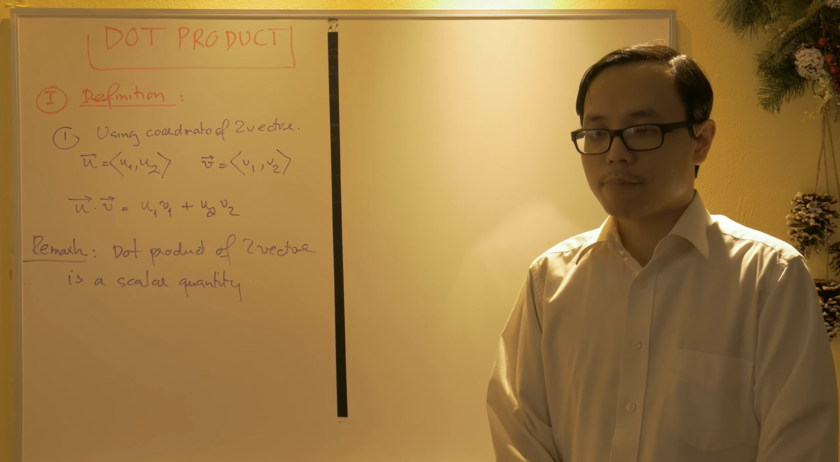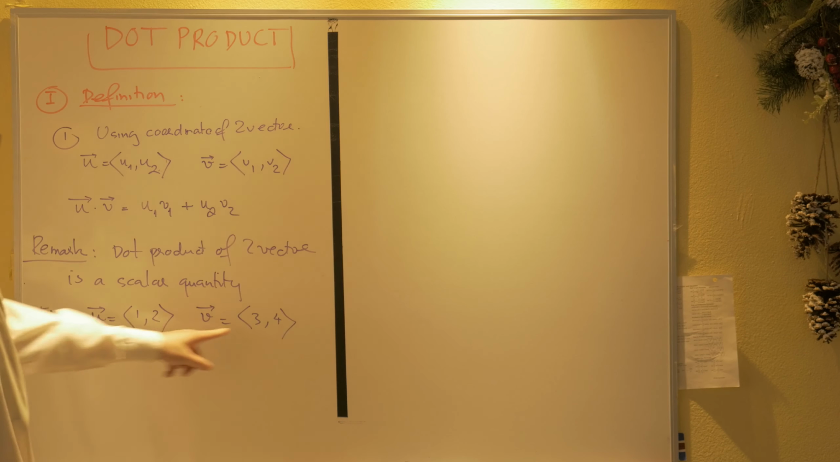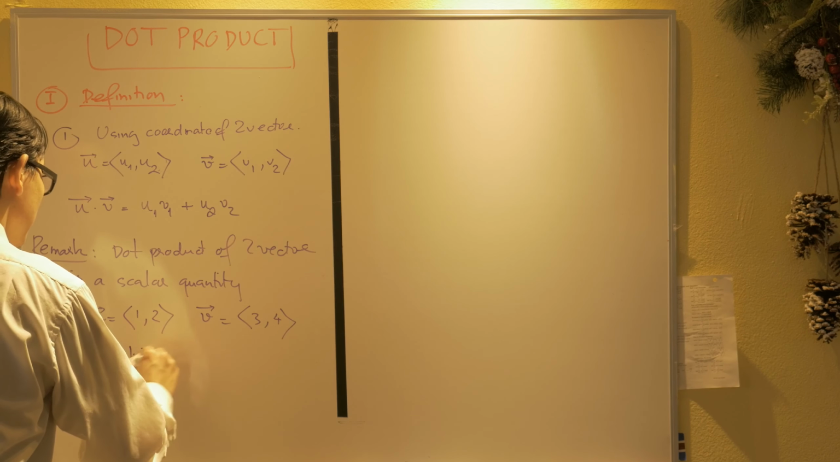For example, I have vector u. Its coordinates are, for example, 1, 2, right? And vector v has coordinates 3, 4. Then the dot product between these two vectors is u1 times v1, so 1 times 3, plus 2 times 4, which is 3 plus 8, gives you 11. There you go. So yeah, it gives you a number, a scalar quantity. It's not a vector. Okay, does that make sense?